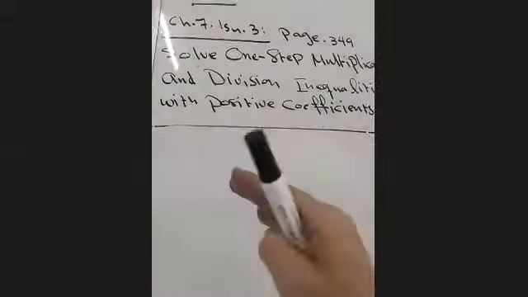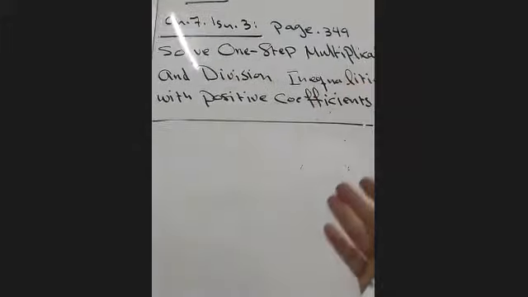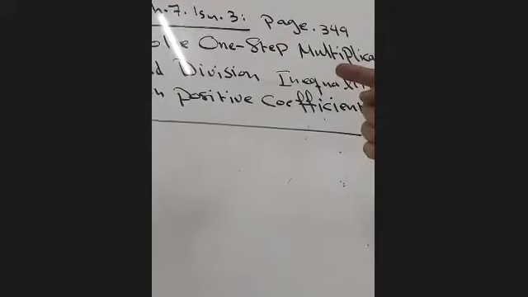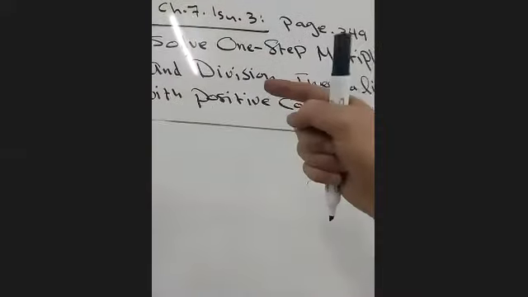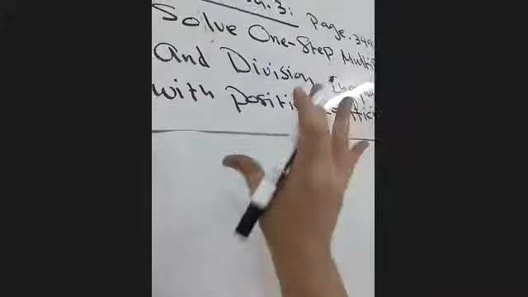So let's first define one-step multiplication and division. Now we did one-step addition and subtraction. If we have addition, we do subtraction. If we have subtraction, we do addition. Today we'll do multiplication and division. If we have multiplication, we will do division. And if we have division, we will do multiplication. Like equations, similar. But here we have positive coefficients.